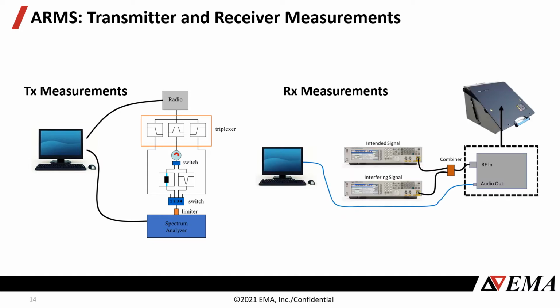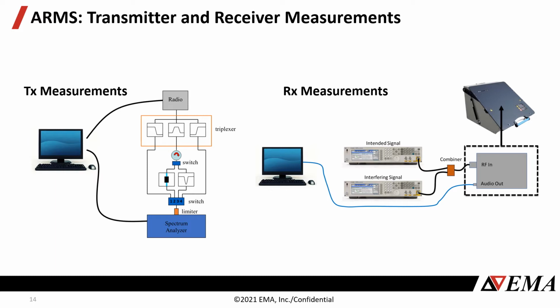For receivers, it's a different type of measurement. In this case, we inject an intended signal and we establish some baseline metric. Again, that could be SINAD, that could be bit error rate, carrier to noise ratio. But we establish a baseline performance metric, and then we introduce an interfering signal out of band.